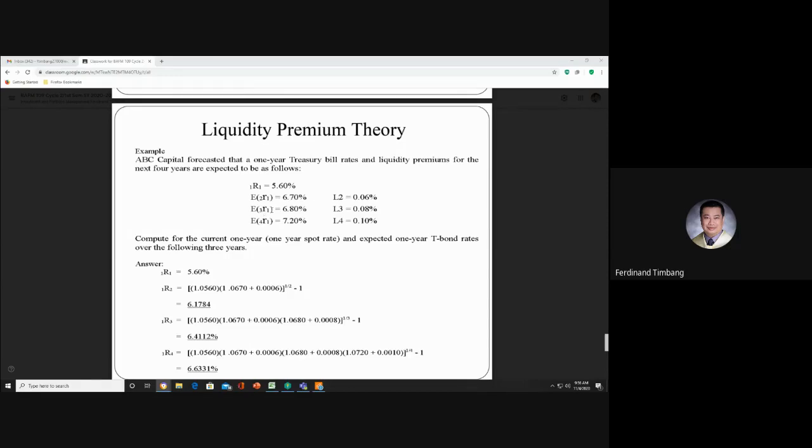Period 3 with 1-year security, 1-year period, 6.80%. And then the expected rate on year 4 with 1-year maturity, 7.20%.